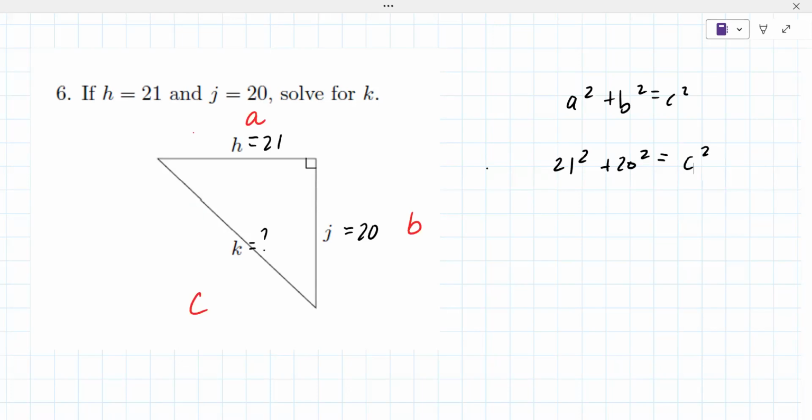What is 21 squared? 21 squared is 441. Okay. What is 20 squared? 400. What do they add together to make? 841. Yeah. Now you take a square root of that.